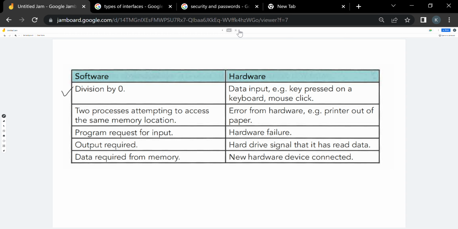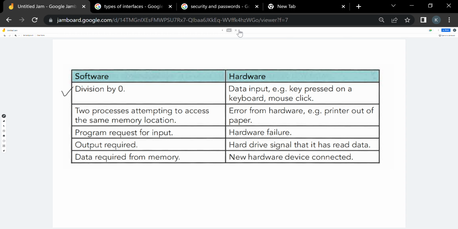The second type of software interrupt is when two processes attempt to access the same memory location. For example, once a file has been opened for you and you are trying to rename it, you are attempting to access the same memory location for two processes. One is for opening that file and the other is for renaming that file. In that case, an interrupt or a pop-up message will be generated telling you to first close that window, and then renaming is possible.